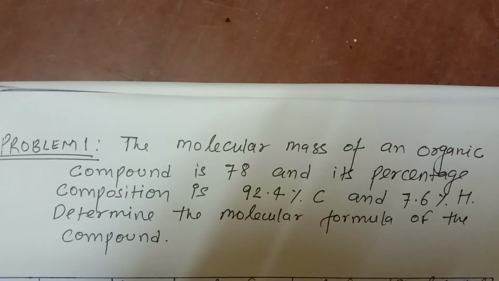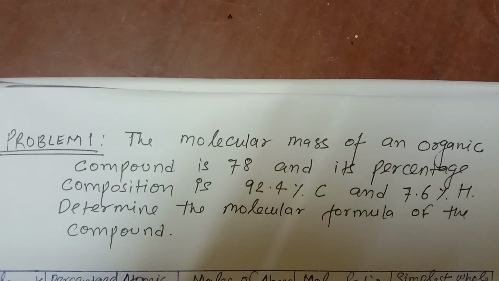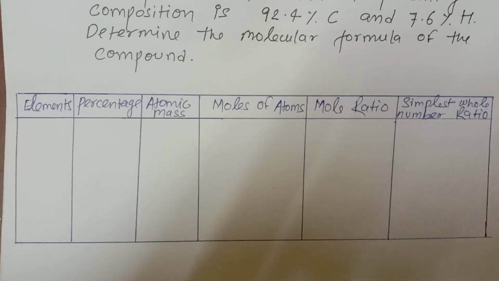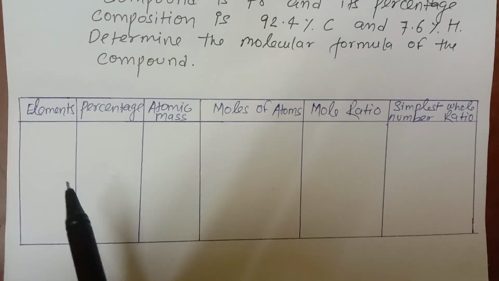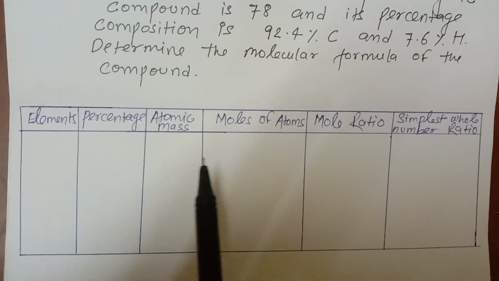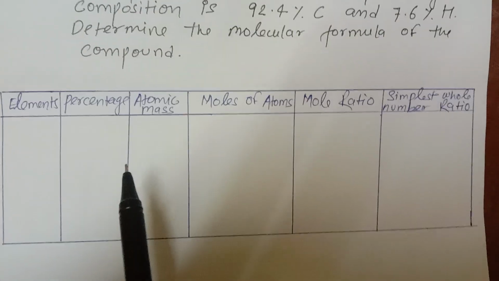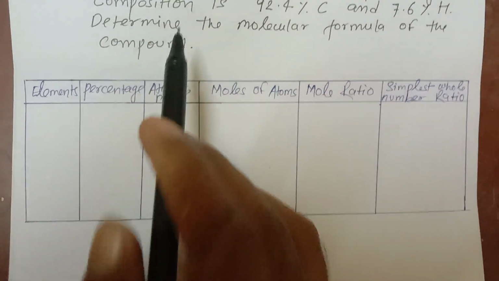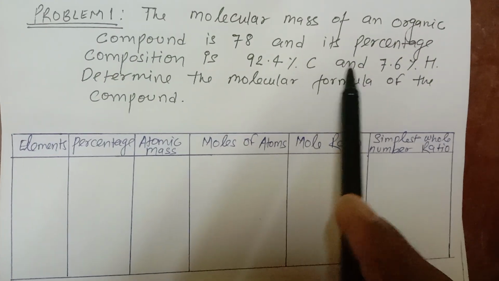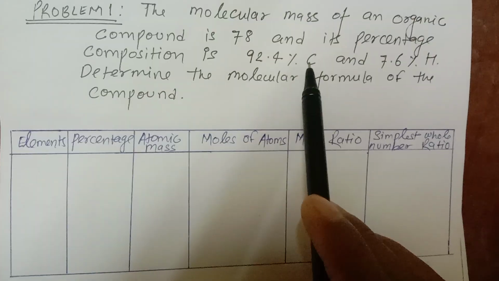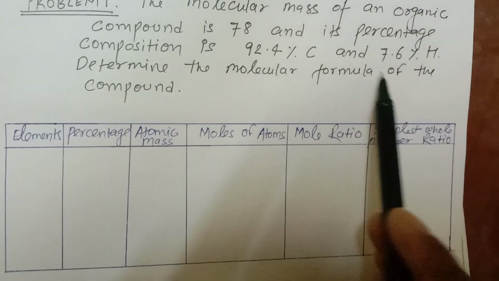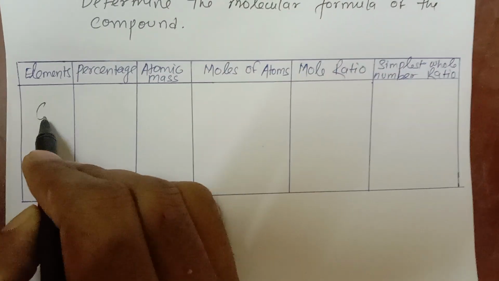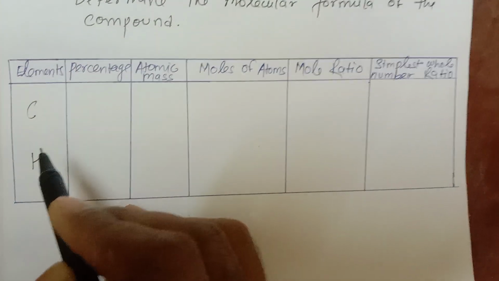For solving such kinds of questions we need to make a table, and this is the table. There are 6 columns in this table: 1, 2, 3, 4, 5, 6. The first column is the element. How many elements are present in the organic compound? One is carbon, and another is hydrogen. So we'll write the elements: first carbon and second hydrogen.